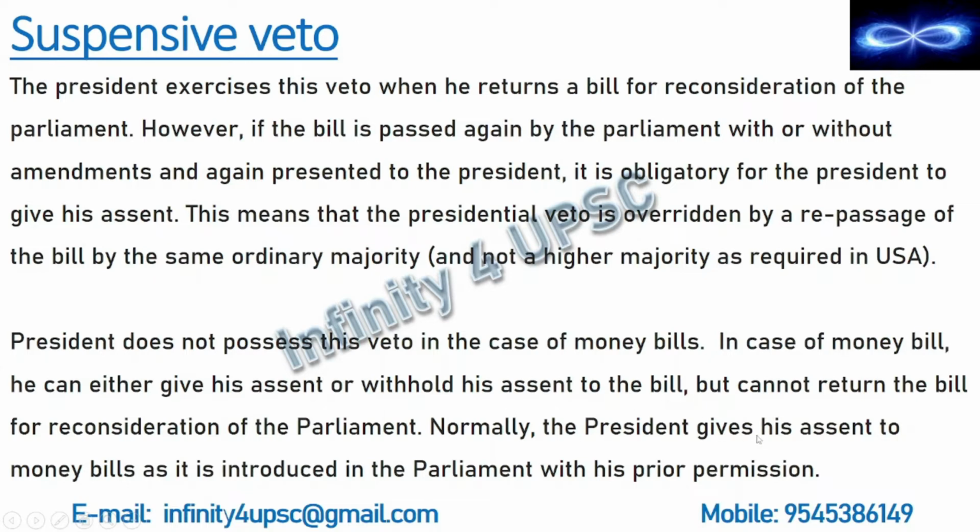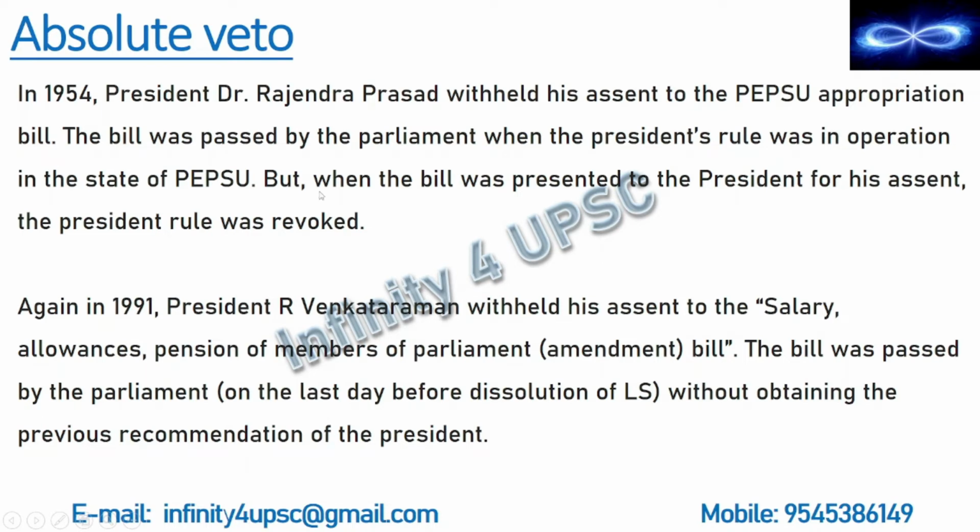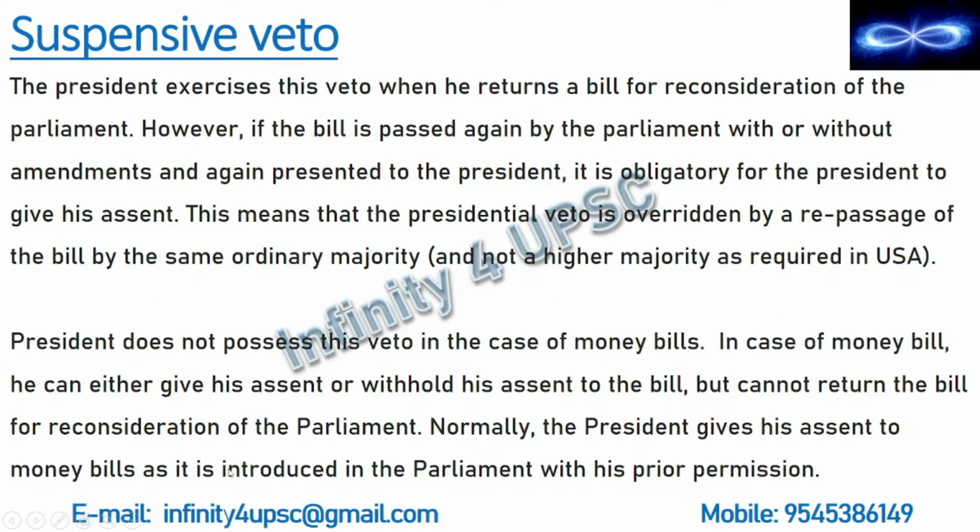Normally, the president gives his assent to the money bill as it is introduced in the parliament with his prior permission. Now, this statement I have already explained to you while discussing the absolute veto. The president chose to use his absolute veto in this case because it was introduced in the house without obtaining the previous recommendation of the president. See here, it is to be introduced in the parliament with his prior permission. So usually he gives his assent because he has already agreed to the bill, and that is the reason he will not reject the bill.